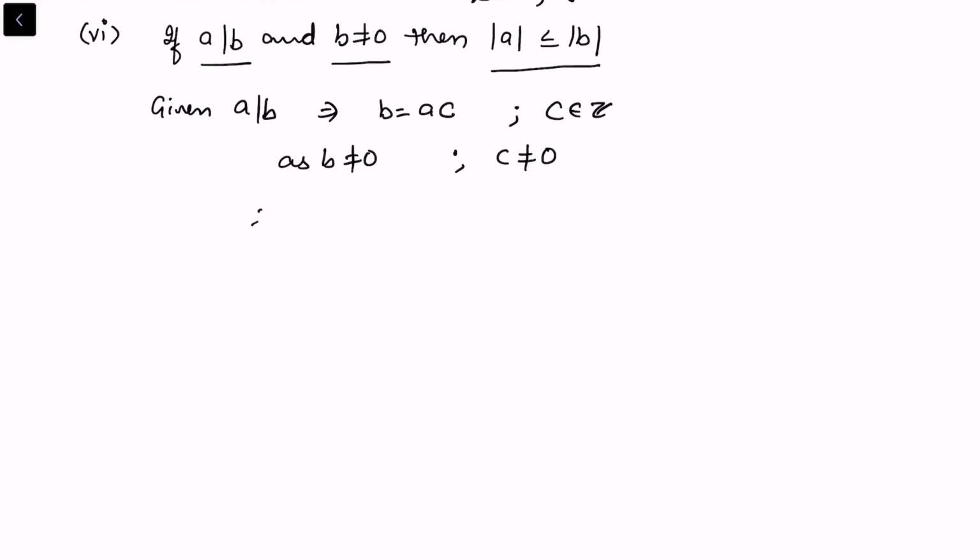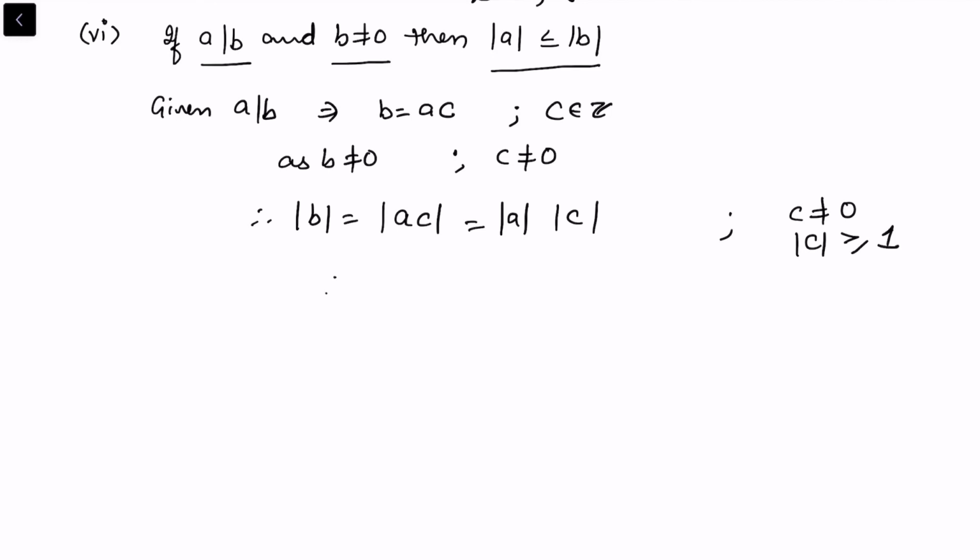And now we can say that the absolute value of B is the same as the absolute value of AC. This is the same as the absolute value of A times the absolute value of C. And as we said that C is not equal to 0, the absolute value of C is greater than or equal to 1. So this means the absolute value of B is equal to the absolute value of A times C, which is greater than or equal to the absolute value of A, and that proves our result.